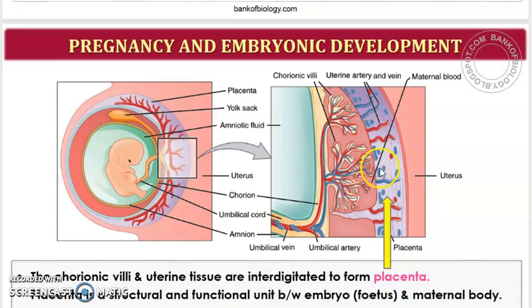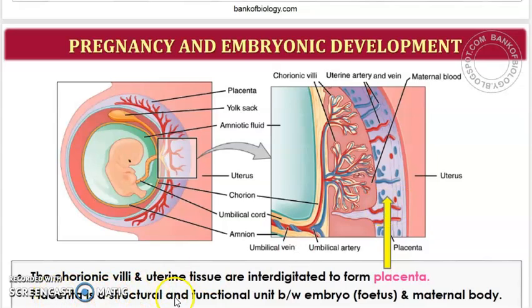So these tissues will interdigitate with each other to form the placenta. Okay, so this forms the placenta. Chorionic villi, which is the finger-like projection, and the uterine tissue will combine to form the placenta. Okay, and what is this placenta?